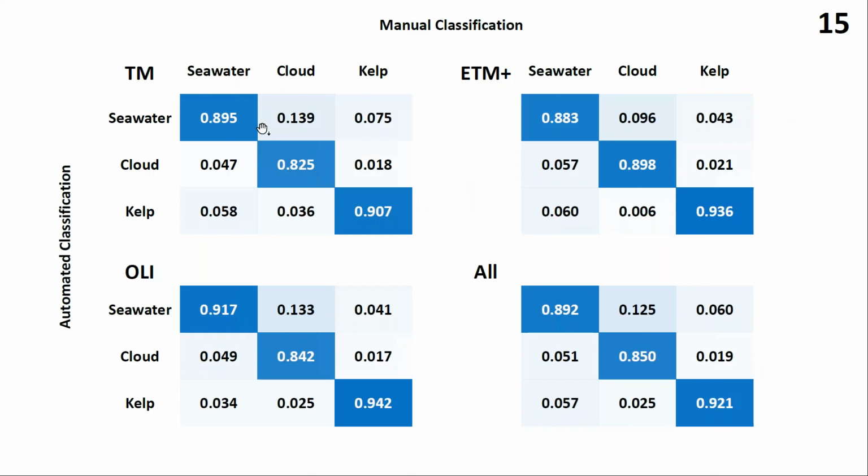And so these are confusion matrices between our manual and automated classification processes. And you can see that the process does quite well for each sensor. TM is Landsat 5, ETM plus is Landsat 7, and OLI is Landsat 8. And then when we add all the sensors together, we still do pretty well. Next slide.